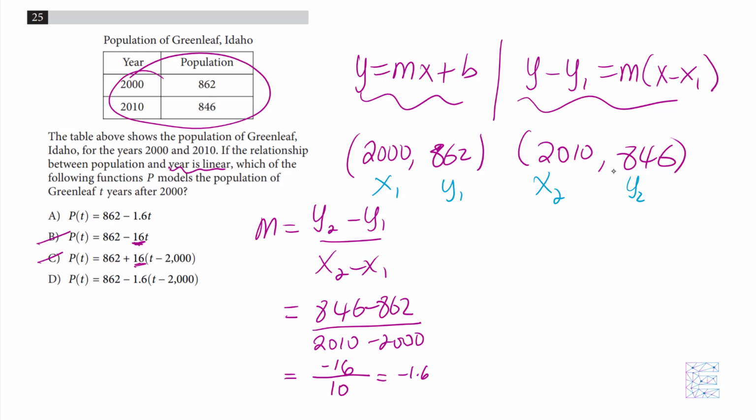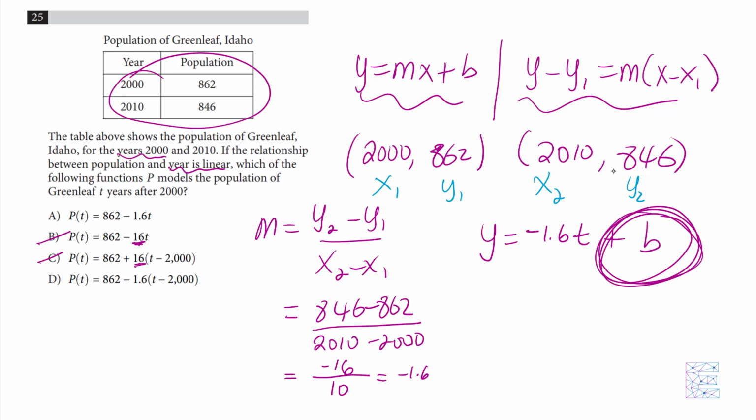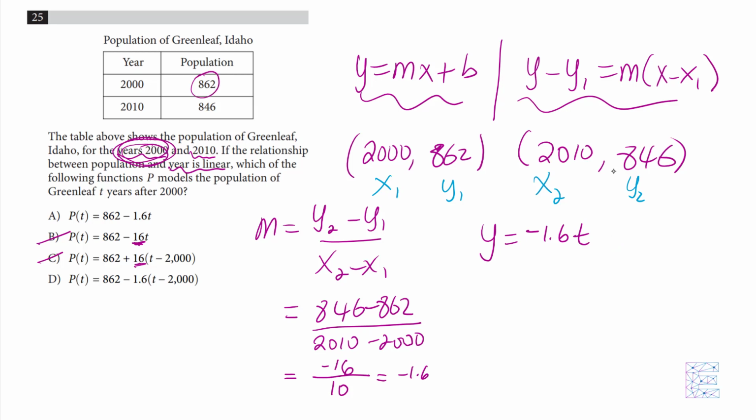Now further, we go ahead and ask ourselves, if you're writing this equation, y equals negative 1.6t, we need the b value. What is the y-intercept? Where did we start? Now remember, from the question, we know that this data given is showing us the population from the years 2000 to 2010. So the starting point is the year 2000. So what's the y value there? It's 862. So the b value here is, we started at the population of 862, and that's A.